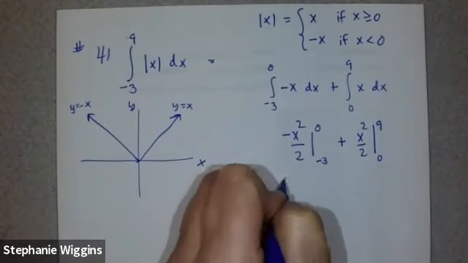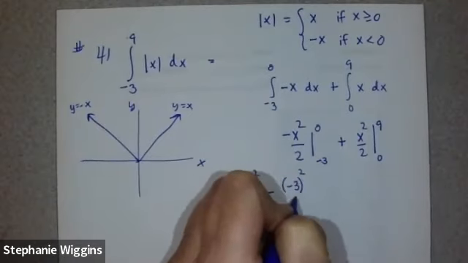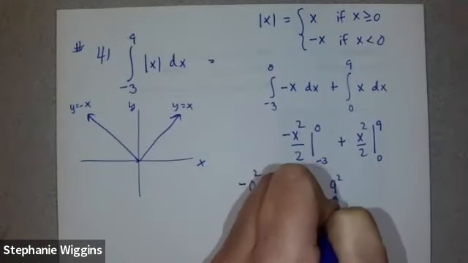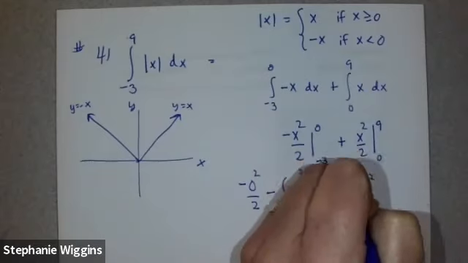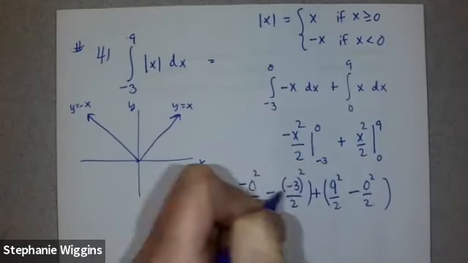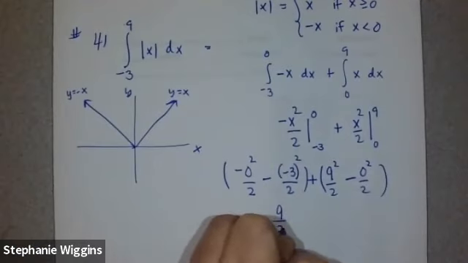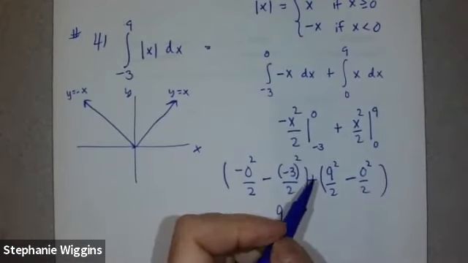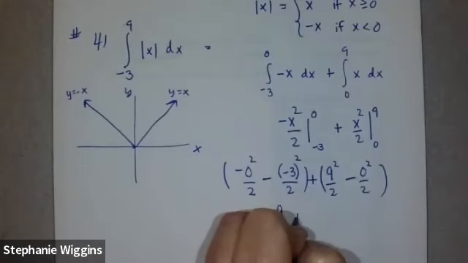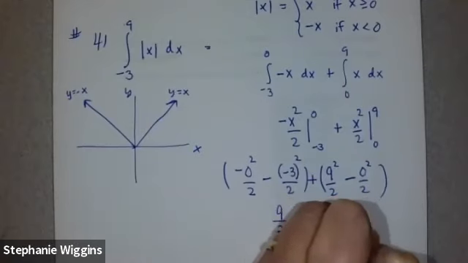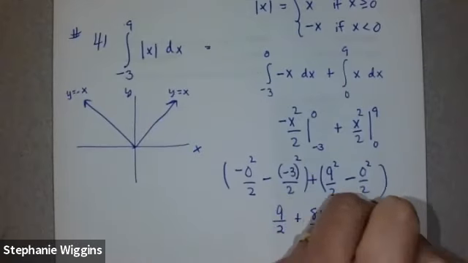-0² minus -3² plus 9² minus 0². Okay, so that gives us plus a positive 9/2. And then we're adding to that 81/2. So that's going to be 90/2, which is 45.